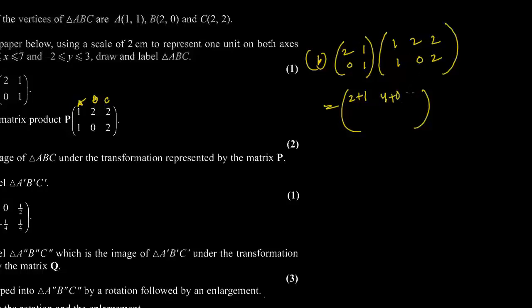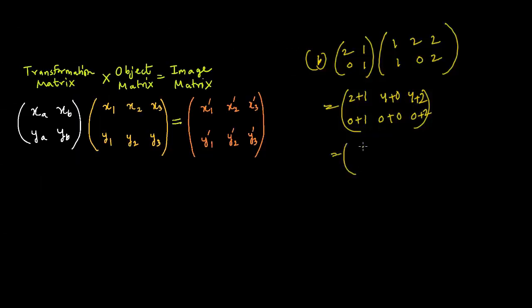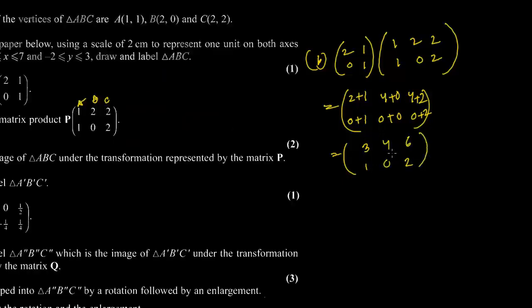Similarly, this would be 2 2s are 4 plus 1 2s are 2. Then the next row is going to be 0 into 1 is 0 plus 1 1s are 1. This would be 0 plus 0, because 0 into 2 is 0 and 1 into 0 is 0, then 0 into 2 is 0 and 1 into 2 is 2. What we have is 3 1 4 0 6 2. So that would be the product of the matrix.